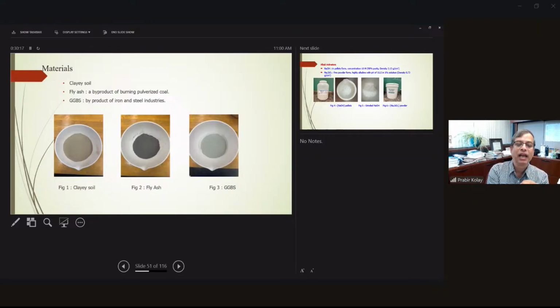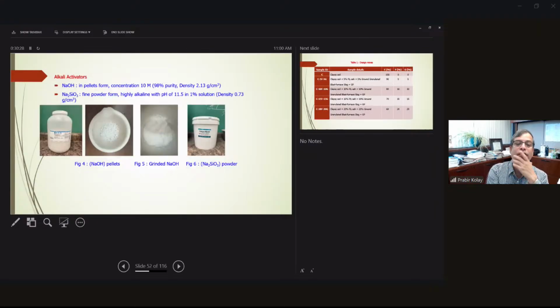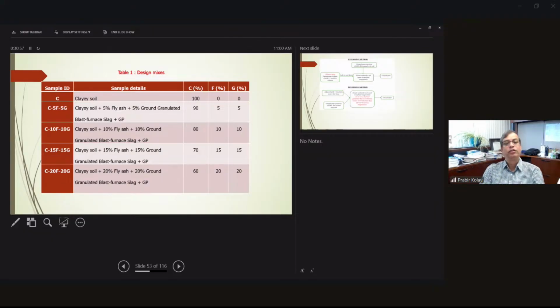So basically, this is clay, this is a clay soil. This is the fly ash, and this is GGBS. Here, I just want to mention this is also class C fly ash, obviously. The sodium hydroxide we use is 10 molar. Again, various studies are there, used from 5 molar to even 20 molar. Based on the literature, we use the 10 molar NaOH, and we use the sodium silicate also.